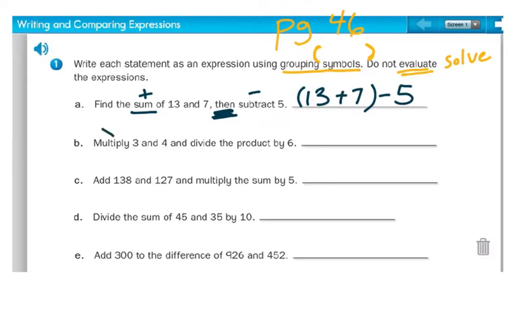1B, multiply 3 and 4, and then divide the product, product means to multiply, by 6. So I'm going to start by multiplying 3 times 4. Again, I'm using grouping symbols. So I'm going to take 3 times 4 and divide that product by 6. So in order to divide the product, I would have to multiply first by 6. This is the variable. This symbol means divided by as well as this symbol.